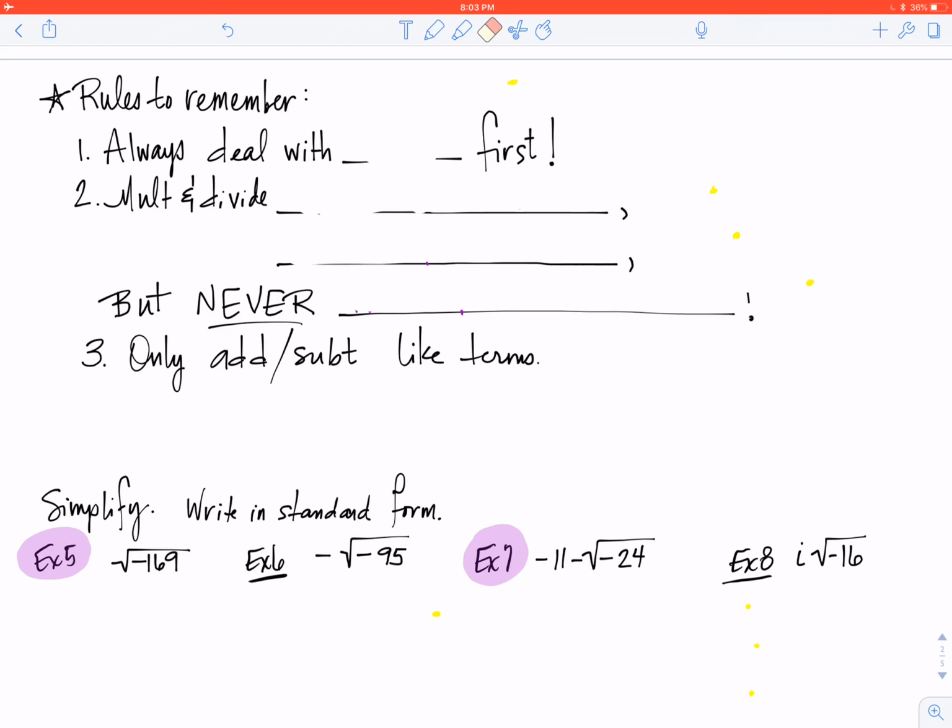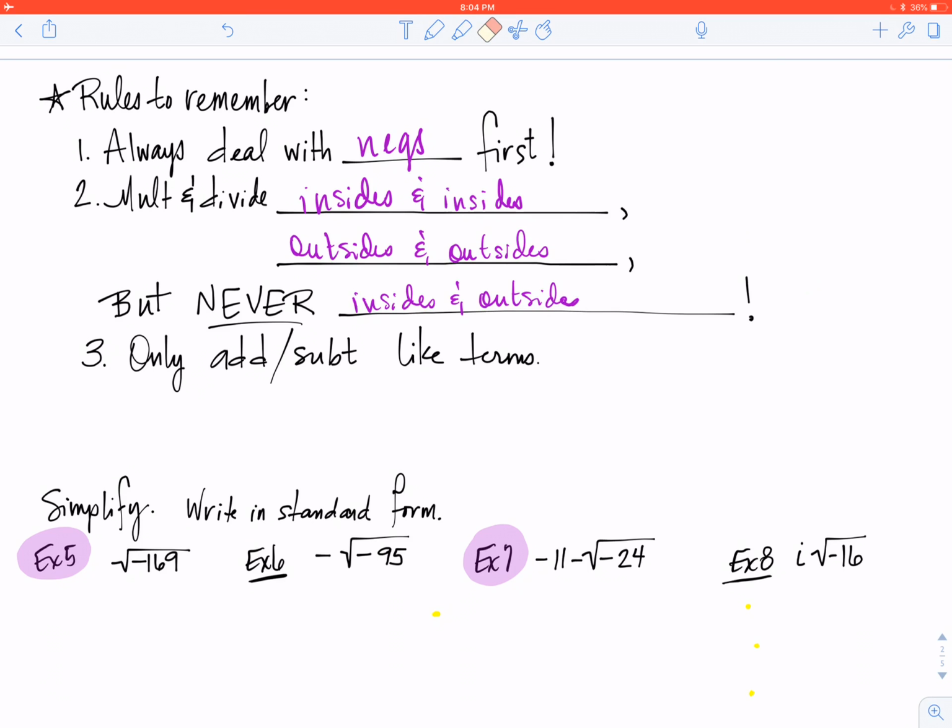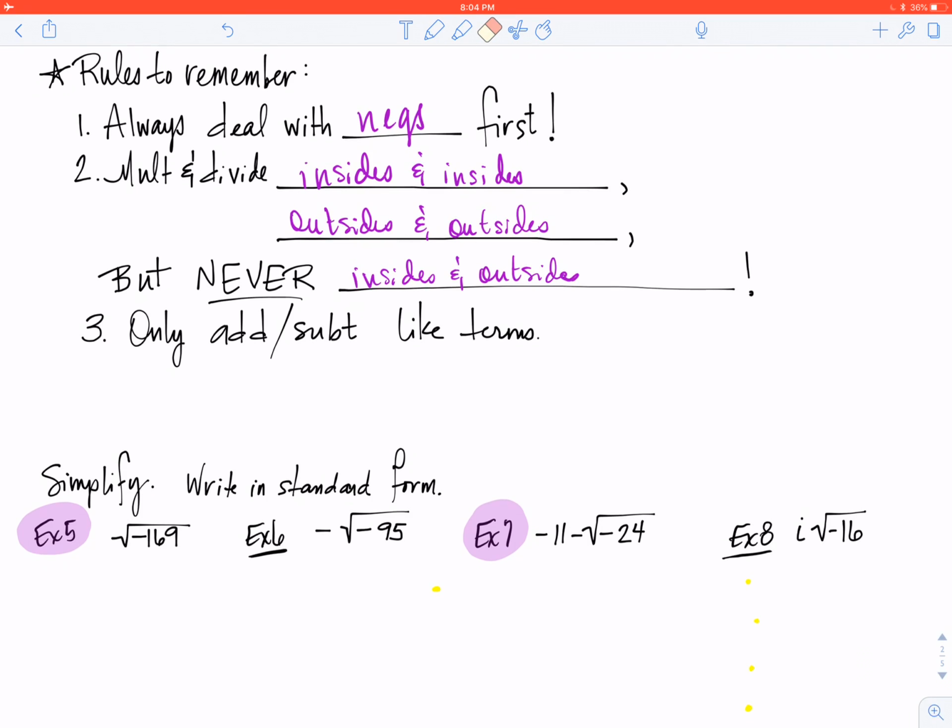First thing, always deal with the negatives first. Secondly, you can only multiply and divide the insides and the insides, the outsides and the outsides, but you're never ever allowed to multiply and divide insides and outsides. And then the fourth rule is that you can only add and subtract like terms. Let's put some of these rules into practice.